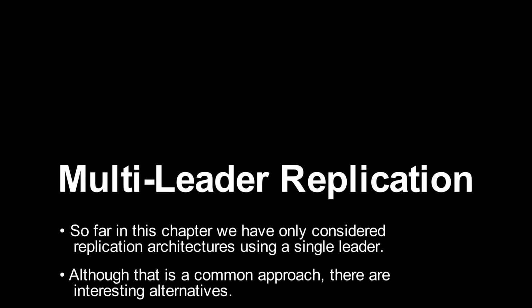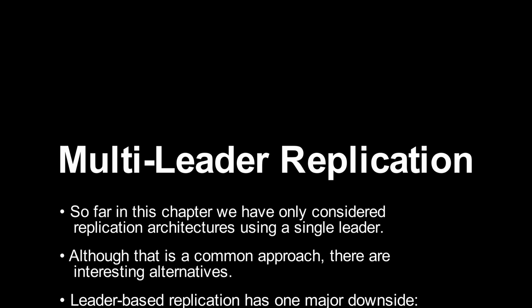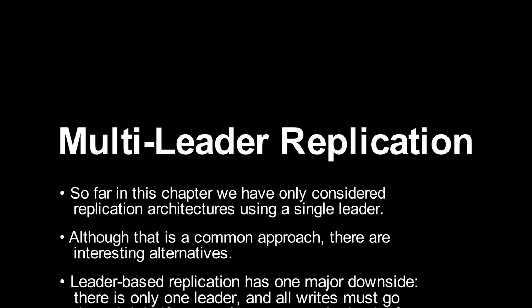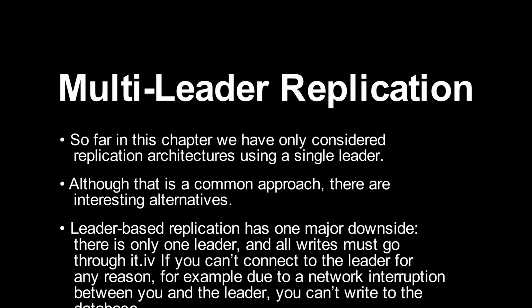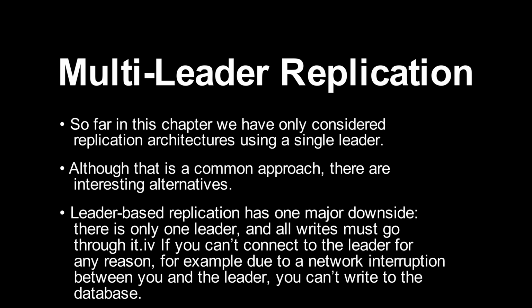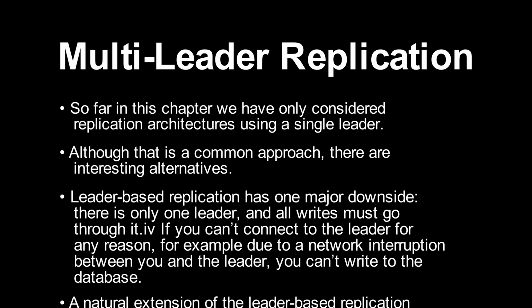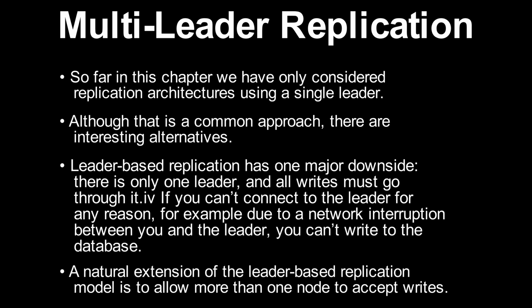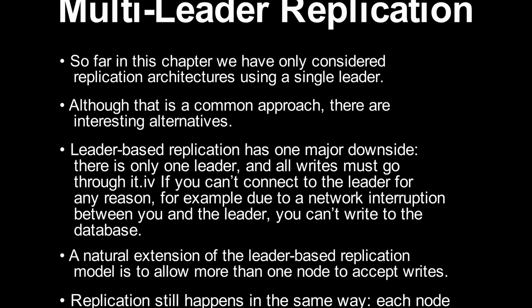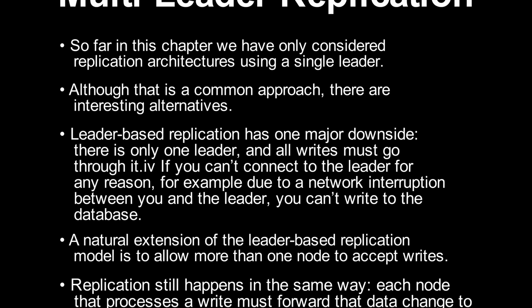Multi-leader replication. So far in this chapter we have only considered replication architectures using a single leader. Although that is a common approach, there are interesting alternatives. Leader-based replication has one major downside: there is only one leader, and all writes must go through it. If you can't connect to the leader for any reason, for example due to a network interruption between you and the leader, you can't write to the database.